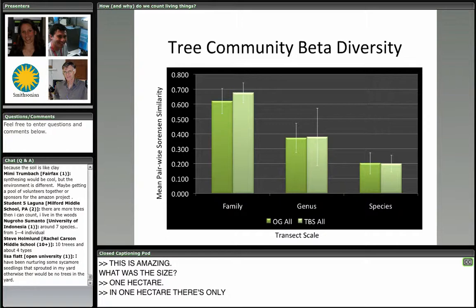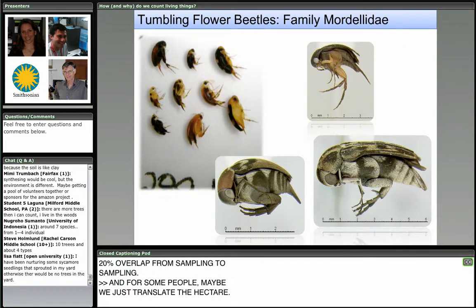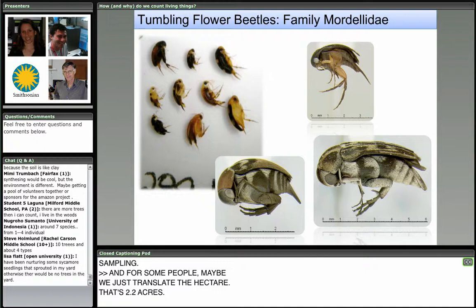And for some people, maybe we just translate the hectare. That's 2.2 acres. So what we're trying to figure out is what are the patterns in the beetles? Do the beetles map to the patterns of the trees? And so the last thing I'm going to talk about is the group of beetles that I've been working on, the tumbling flower beetles in the family Mordellidae.